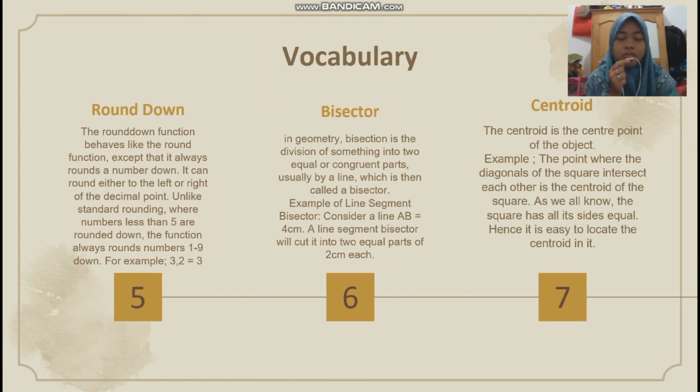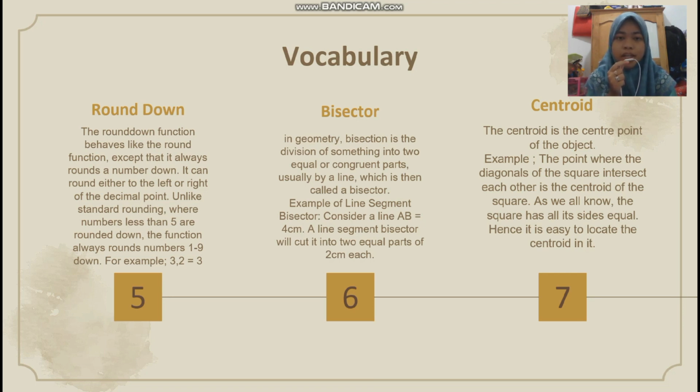The next is round down, which means pembulatan ke bawah. The round down function behaves like the round function, except that it always rounds a number down. It can round either to the left or right of the decimal point. Unlike standard rounding, where numbers less than 5 are rounded down, the function always rounds numbers 1 through 9 down. For example, 3.2 equals 3.